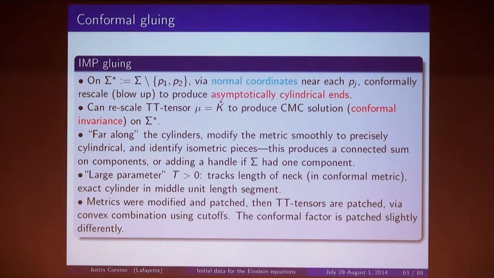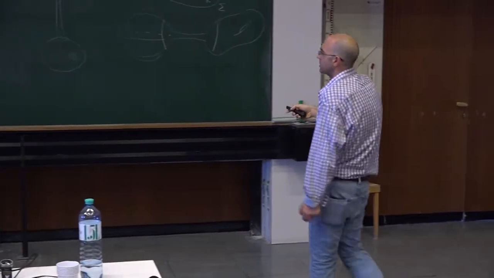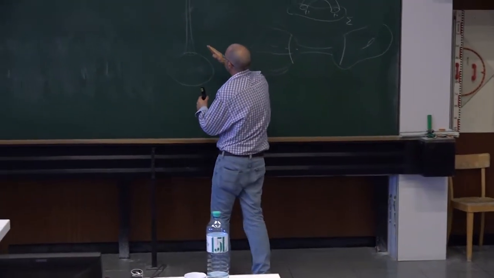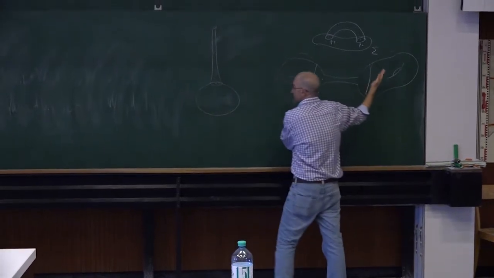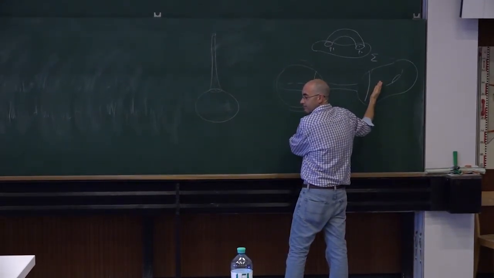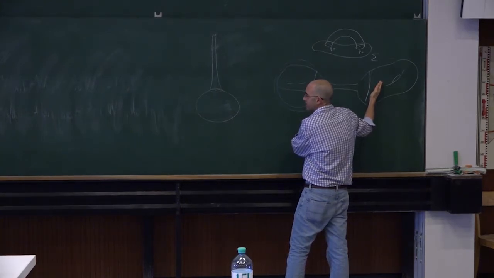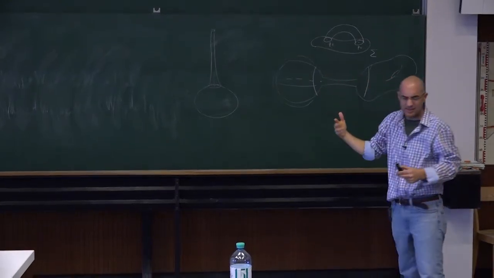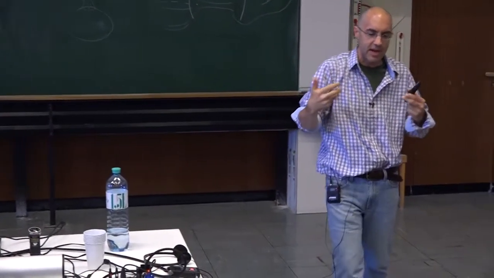But you have a large parameter t that tracks how long the neck is, how far down until you transit to a cylinder. And then you produce an approximate solution of the problem by patching the two metrics and tensors together. And also the conformal factor, you patch together too. You have to do something to then perturb the approximate solution to an actual solution.